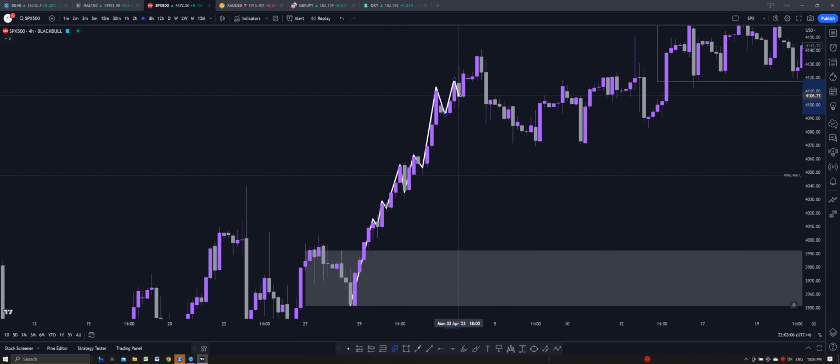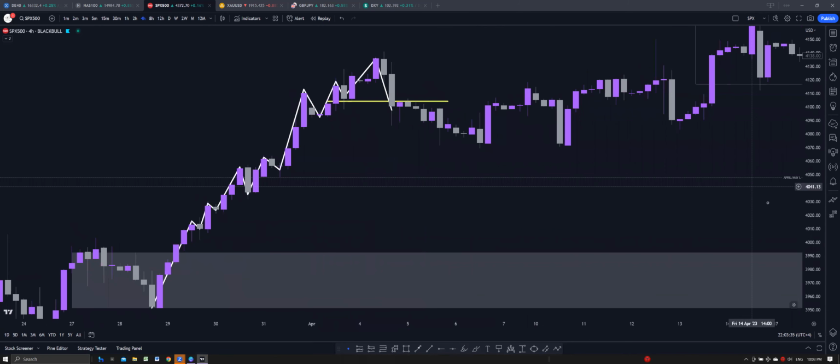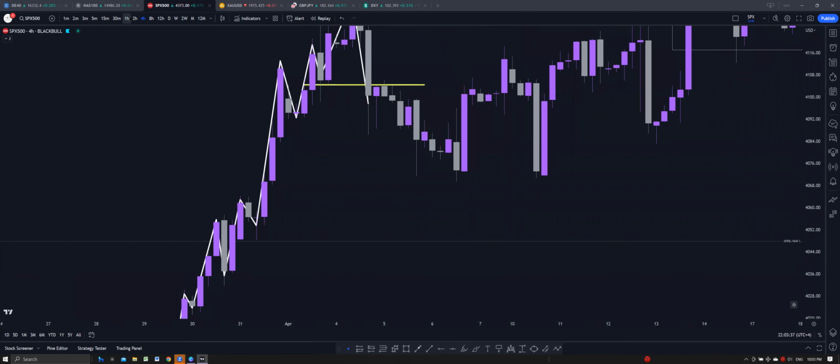In part two of the topic, we're going to look at something called complex pullbacks, something we'll get into deeper. So a new higher high, and then what do we see happen? Break of structure occurs, not exactly here, but it occurs. Let me show you where. You see how price breaks through there. Let me show you this in the lower time frame.